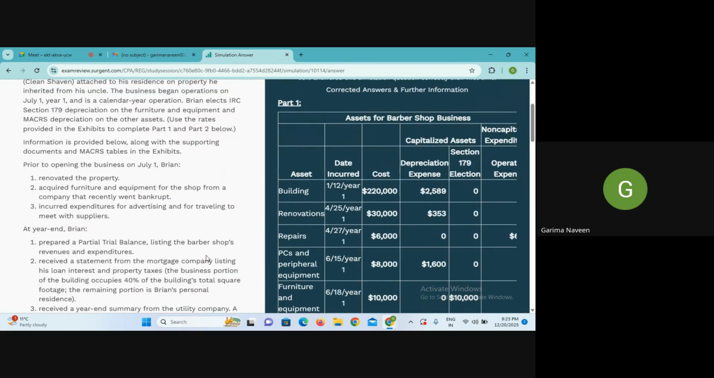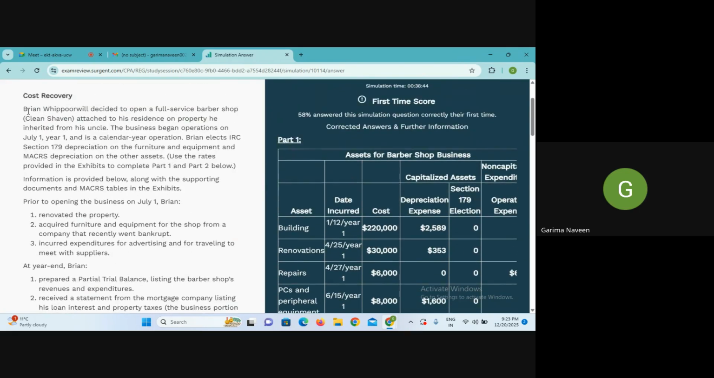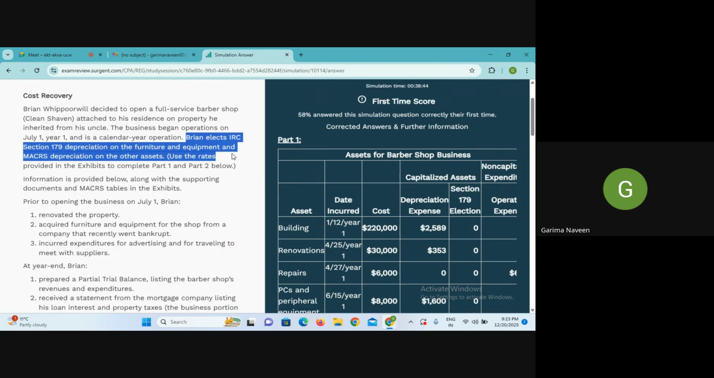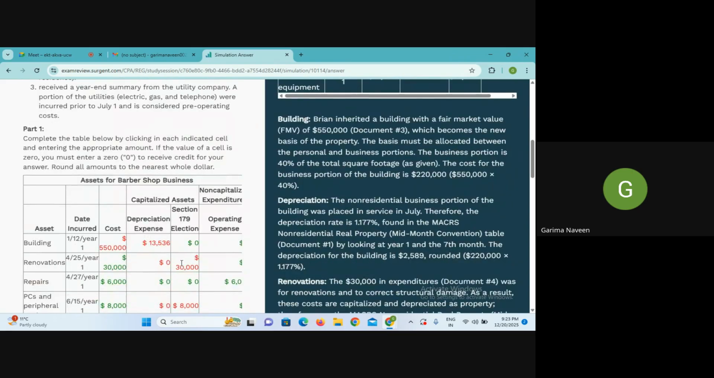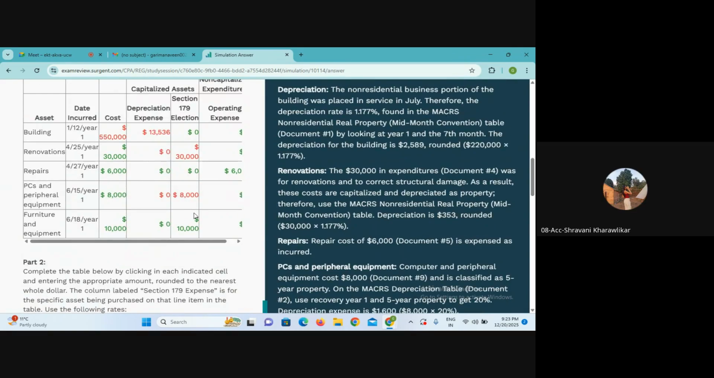You did not read the question completely. Sorry, my mistake, it was also there that we have not carefully read the question: they are electing 179 depreciation on furniture and equipment. Okay, only on furniture and equipment they are claiming 179 expenses. So that's why all these other values should be zero here, because they are not taking 179 expenses on any other asset or renovations, ma'am. Okay, if this was not given then it would be correct. Okay, ma'am.